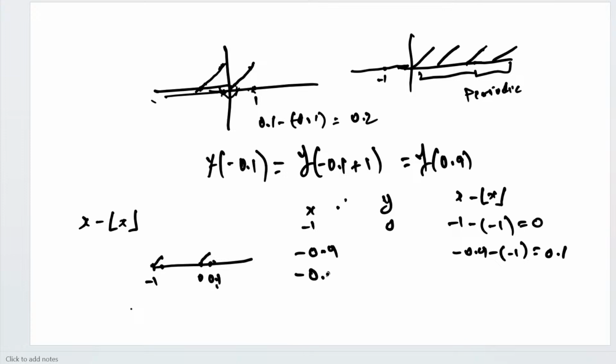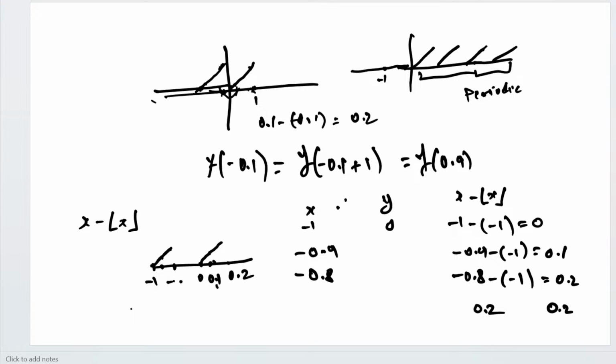At minus 0.8, what is the value? Minus 0.8 minus of minus 1, right? Which is equal to 0.2, right? At 0.2 also it is 0.2 only, right? 0.2 minus 0, right? So if this is 0.2 and this is minus 0.8, here it goes like this, here also it goes like this. Agreed?